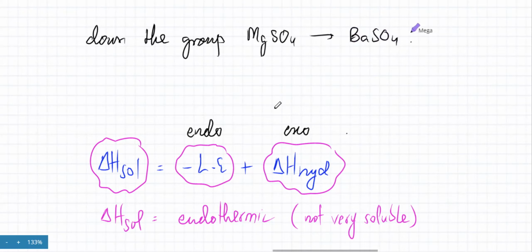Now, you're moving down the group, right? You're moving from MgSO4 to BaSO4. So what's the difference between Mg and Ba? They have the same charge, everything is the same. The lattice is exactly the same, except for one major difference, and that is that Mg is a smaller ion.